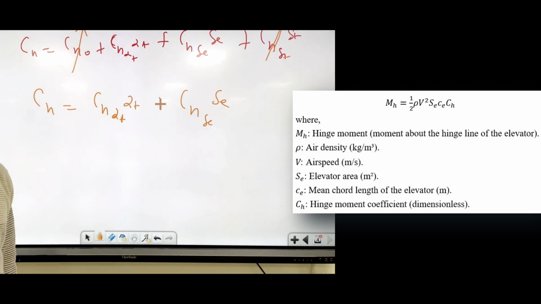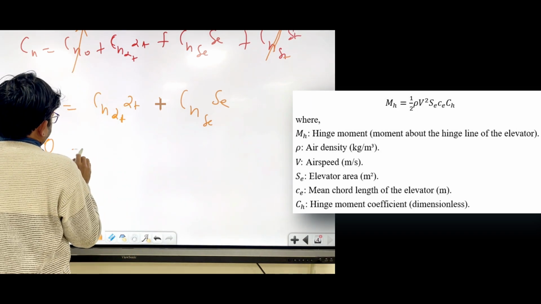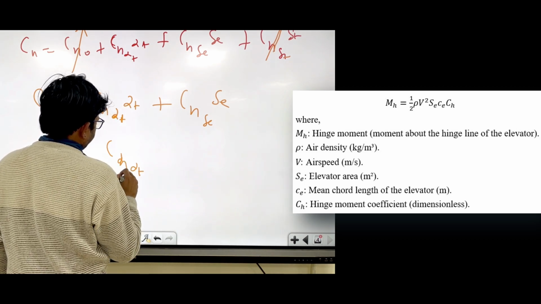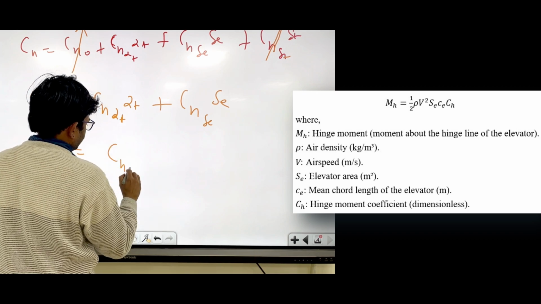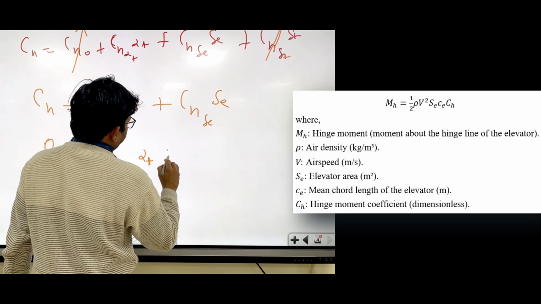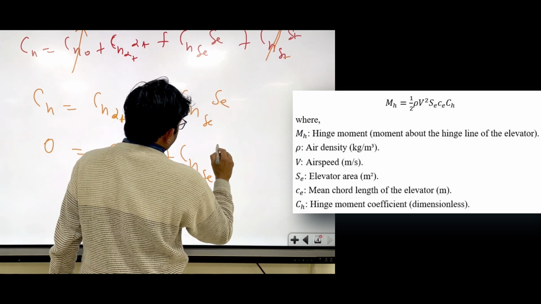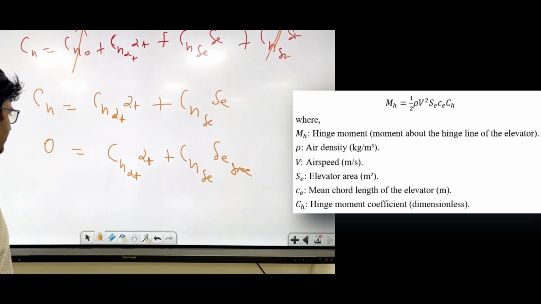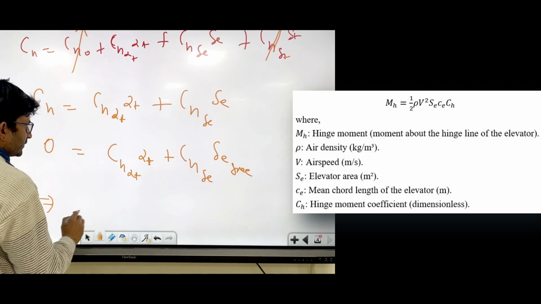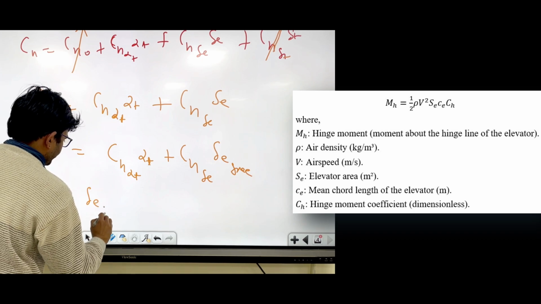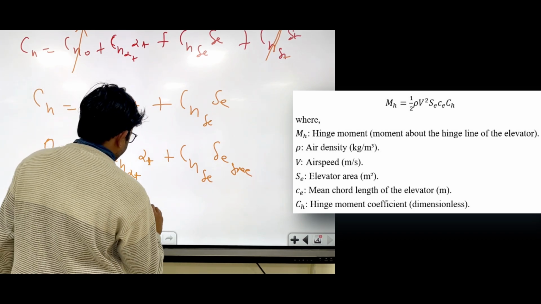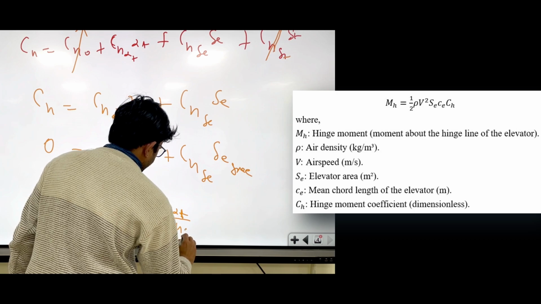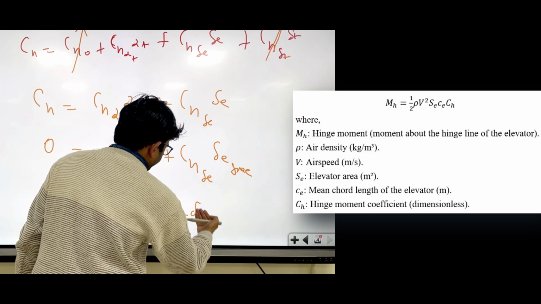Now, if you allow the elevator to be free, this moment will be 0. So 0 equals Ch alpha of the tail into alpha of the tail plus Ch delta E into delta E free, where the elevator is free to rotate. From this expression you get delta E free equals minus Ch alpha of the tail divided by Ch delta E, into alpha of the tail.